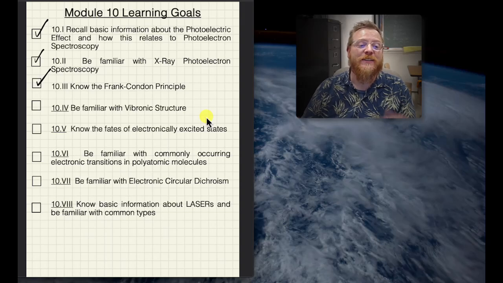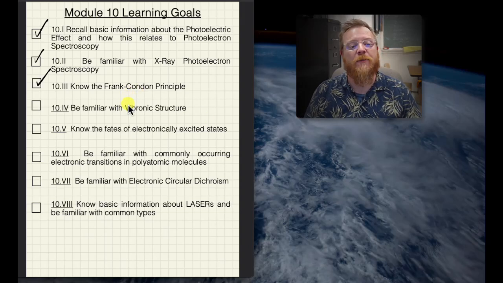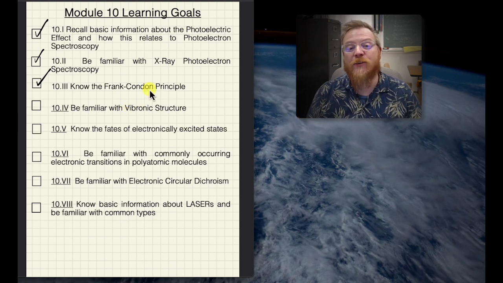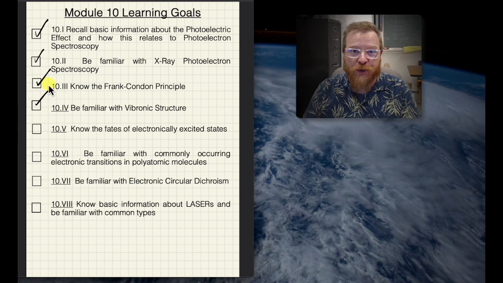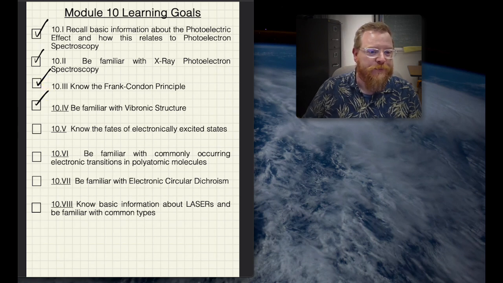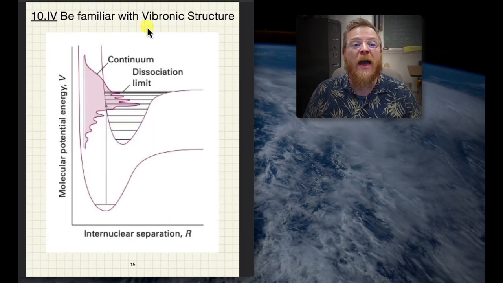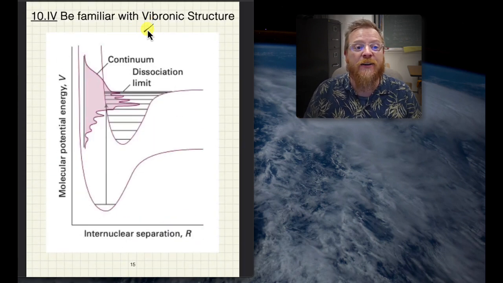Okay, folks, so continuing along, we're going to pick up right where we left off in describing the vertical transition or Franck-Condon principle and talk about how this relates to the vibronic structure of a molecule. So you might think, what is that word? Vibronic. So that means the vibrational and electronic structure.